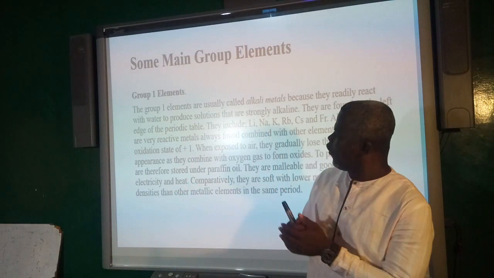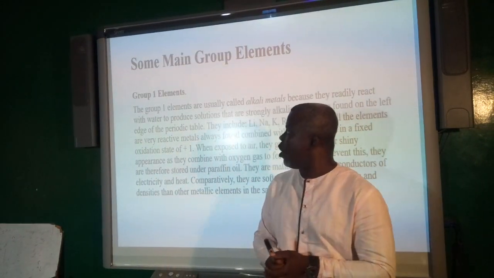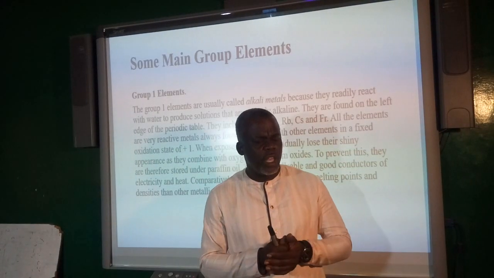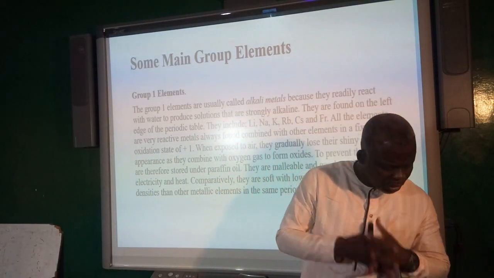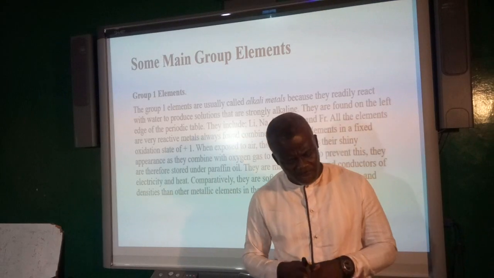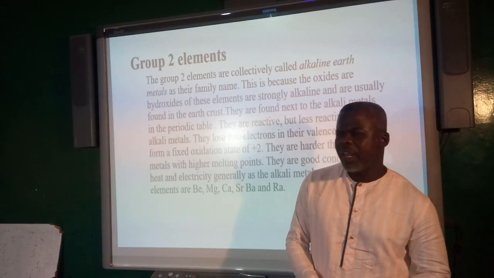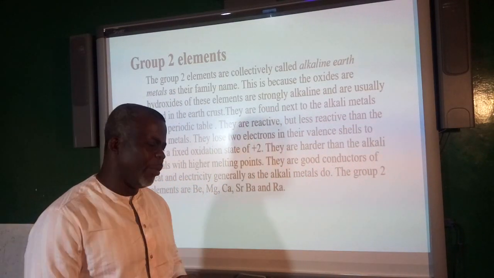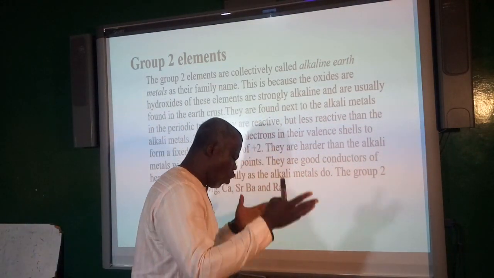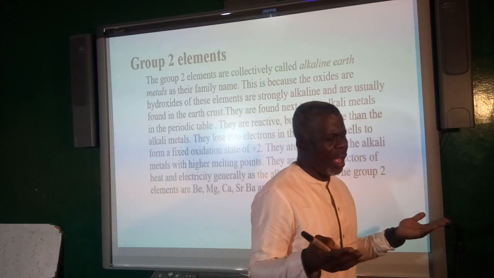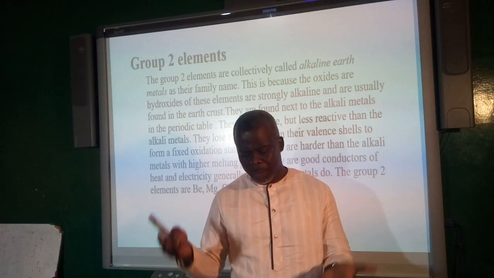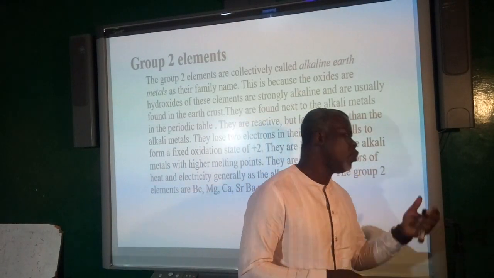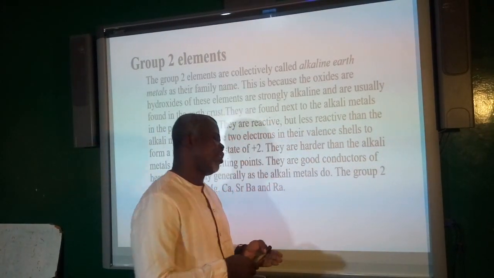These are a few things we can learn about the group 1 elements. In our subsequent lessons, we'll go into more detail about the main group elements. The next group under the main group elements is the group 2 elements. These elements are also given the name alkaline earth metals. That's their family name. Why do you call them alkaline earth metals?